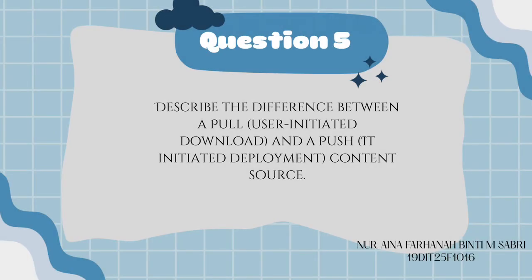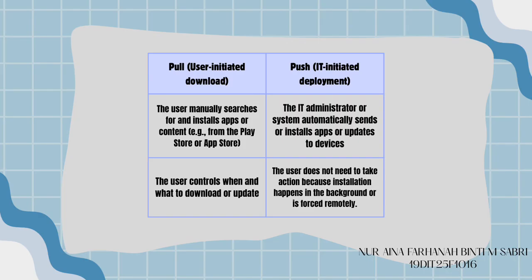Question 5. Describe the difference between a pull user-initiated download and a push IT-initiated deployment content source. For pull user-initiated download, the user manually searches for and installs an app or content from the Play Store or App Store. The user controls when and what to download or update. For push IT-initiated deployment, the IT administrator or system automatically sends or installs apps or updates to devices. The user does not need to take action because installation happens in the background or is forced remotely.